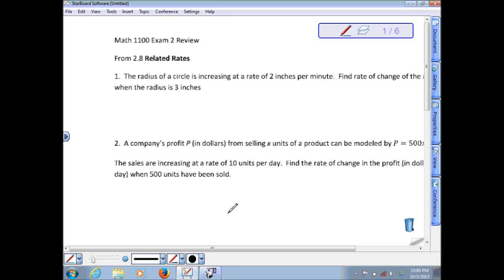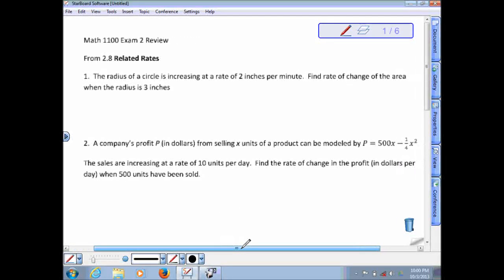Okay, question 1 from section 2.A, related rates. It's titled related rates because we have to relate two different rates, two different things that are changing. We have the radius of a circle that's changing at a certain rate. We need to find the rate of change of the area. So we need a formula that relates the area to the radius. Area is equal to pi times the radius squared.